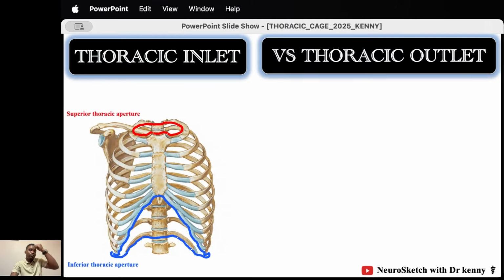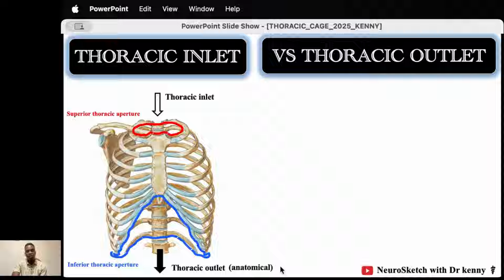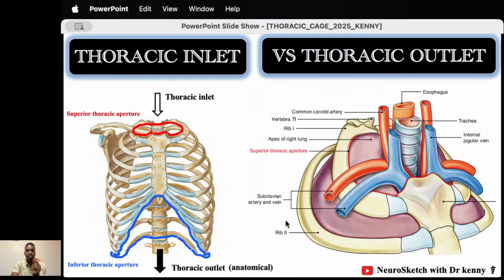We have a concept of thoracic inlet and thoracic outlet that can be so confusing to students, also to clinicians, because it would be easy if the superior thoracic aperture could act as thoracic inlet and the inferior thoracic aperture as thoracic outlet. But as I've told you, the inferior thoracic aperture is acting as the anatomical outlet. Why do I have this confusion? Let's solve this mystery once and for all.